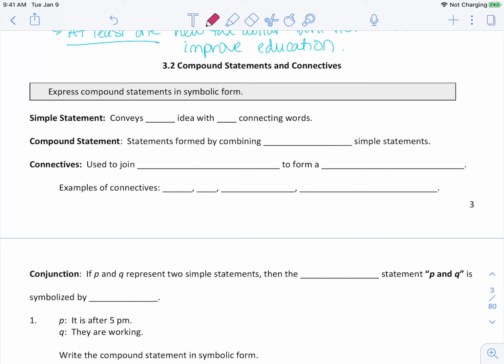Hi everyone. Today we are doing notes for 3.2 compound statements and connectives. So this is express compound statements in symbolic form.